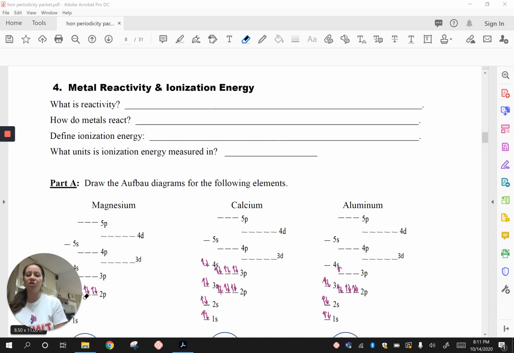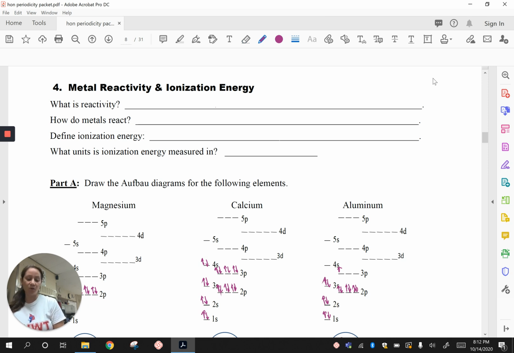We're going to continue our chapter 6 notes, and we are going to talk about two more properties and their trends on the periodic table. So the two properties we're going to talk about today are metal reactivity and ionization energy. As always, we're going to start by defining what these properties mean. And so we're going to start with reactivity.